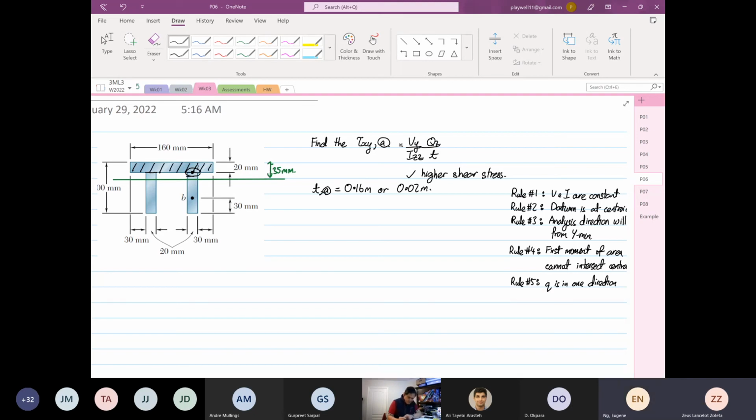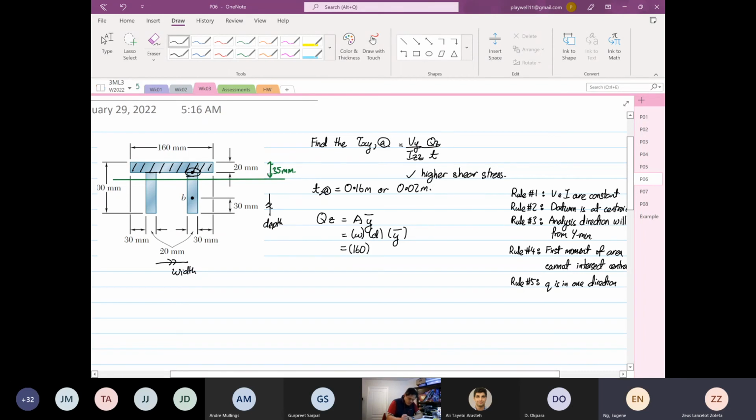What I tend to do, I still like to call this my width, and this geometry over here is still my depth. So Q about the z-axis is equal to A y bar. The area is width multiplied by depth, multiplied by y bar. Let's do the width and depth first. The width is equal to 160.